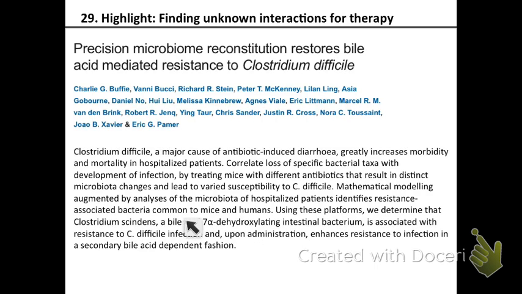this certain intestinal bacterium enhances resistance to infection in a metabolite-dependent manner, right? So what you can see in this example is that you can actually look at interactions to be able to learn something about the biology of this disease. All right, that was the highlight, and I see you guys tomorrow for final conclusions.